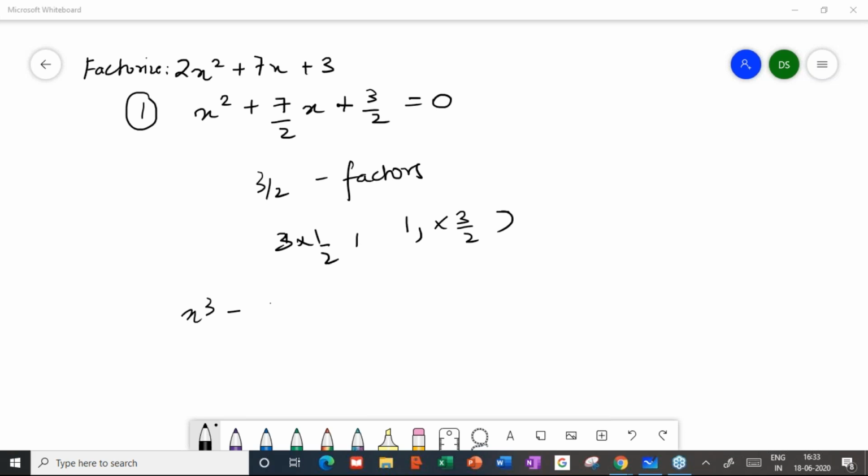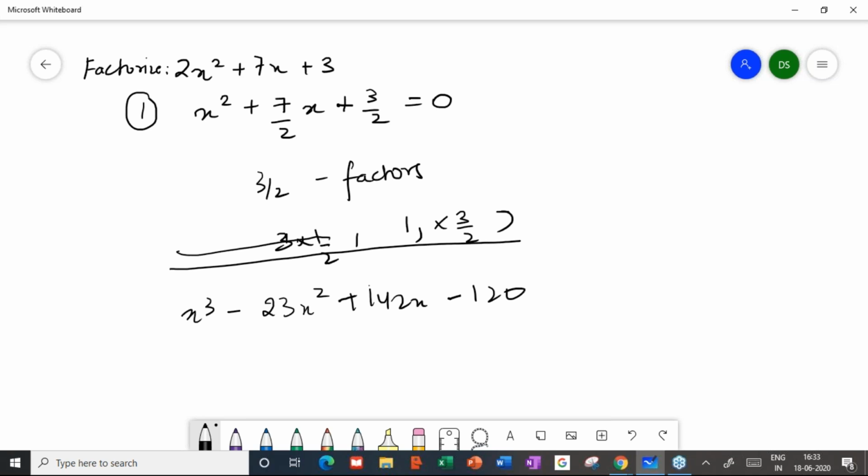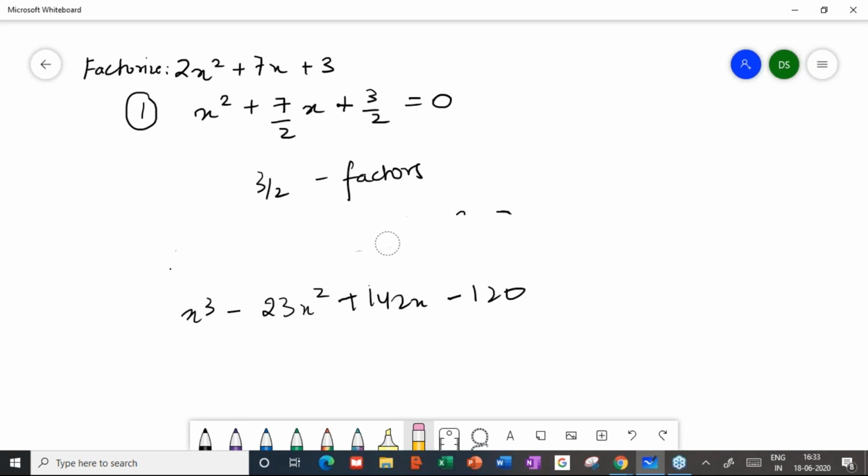It's something like x cube minus 23x square plus 142x minus 120. Right? Okay, so in this case, when you are given such a question where there is x cube, first you find the factors of 120.